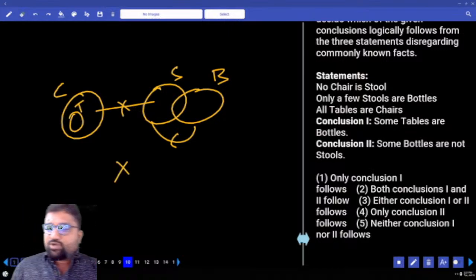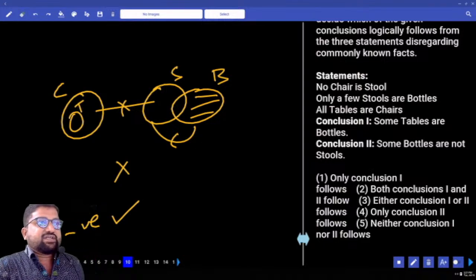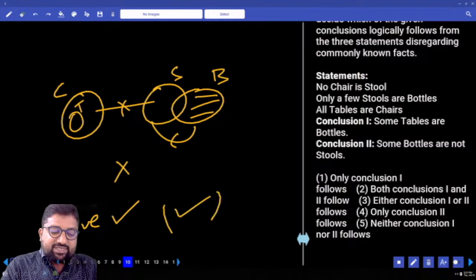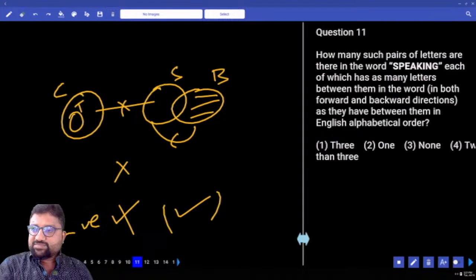Second one, some bottles are not stools. Yes, this part. Some bottles are not stools. Positive or negative? Negative. Negative conclusion is right. I need to prove it as false. Complementary: all bottles are stools. Can I take all the bottles and put them inside stools? Yes. Then automatically this is wrong. What's the answer? Neither one nor two.